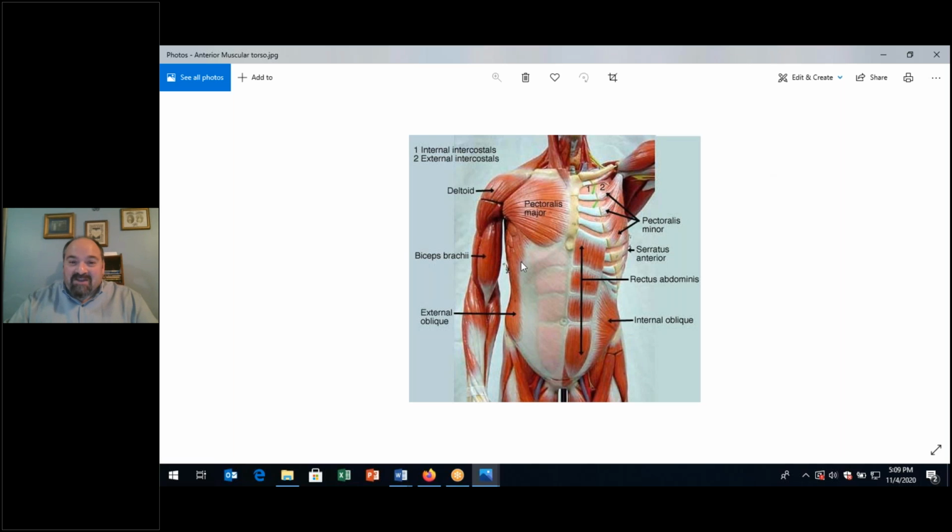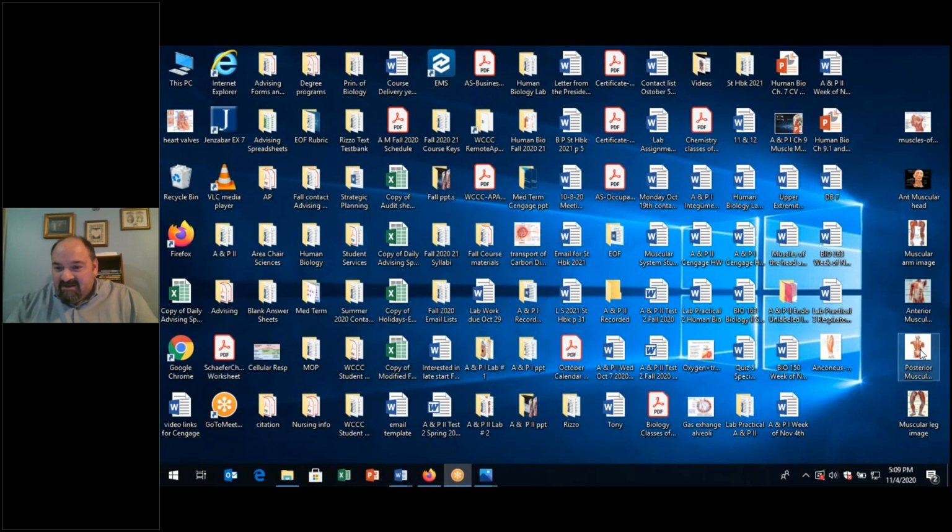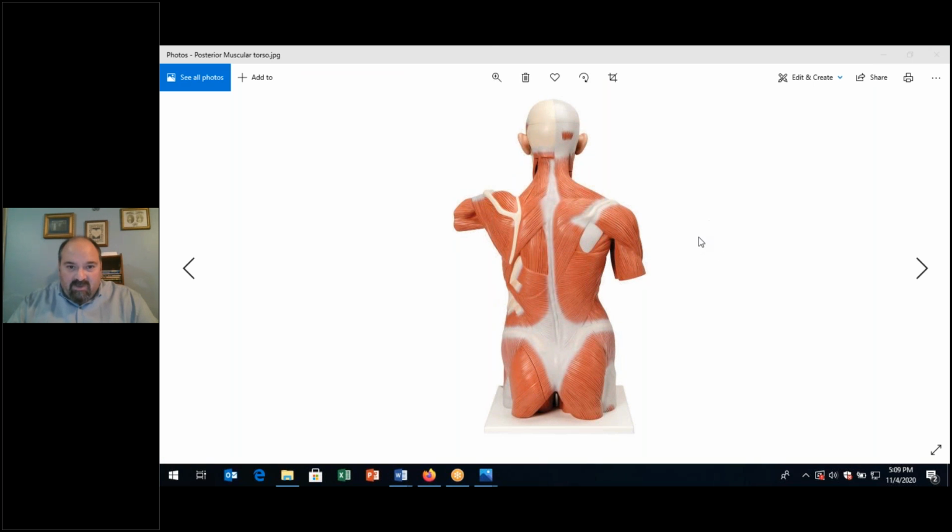Okay, all right. So anterior torso, and then here we have posterior torso. Okay, good. So this just looks just like the model that we have in the lab as far as our large model is concerned, our full body model. And so what you're seeing here is that you have gluteus maximus right here. You have here latissimus dorsi. You have here trapezius muscle, right? Now look at this side.